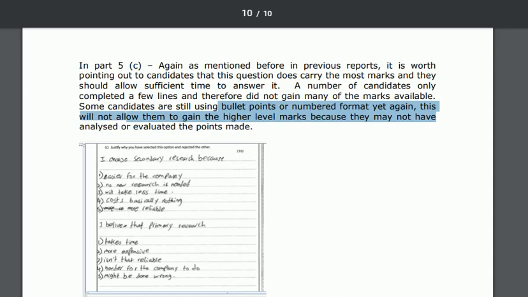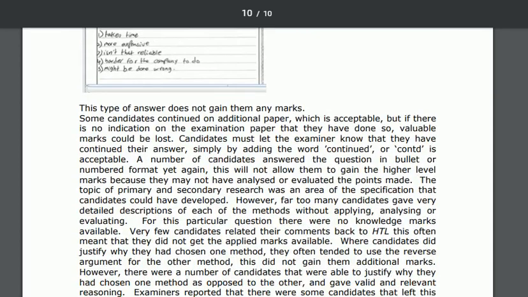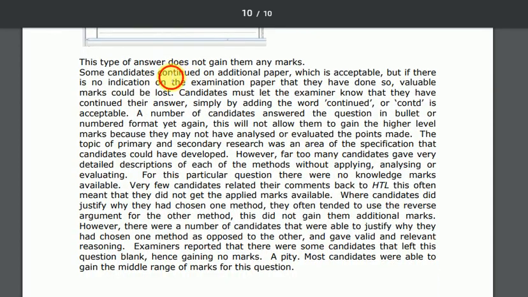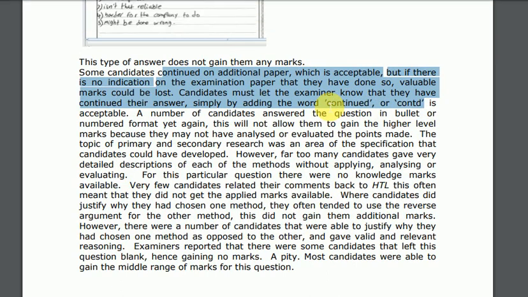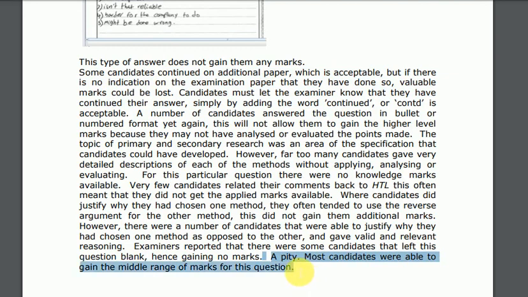Scrolling down, if you're using extra paper, make sure you highlight to the examiner that you continued somewhere else, or they will miss it and not get marks. Overall, the examiner was saying this was an easy question, relatively straightforward. If you gave yourself enough time, you probably would have done well. So do give yourself 20 minutes.